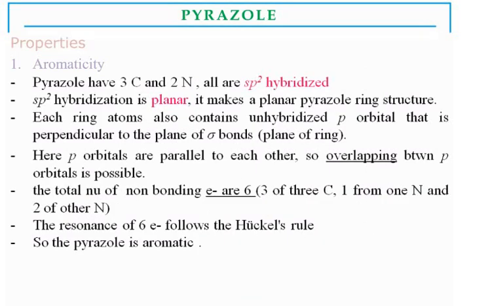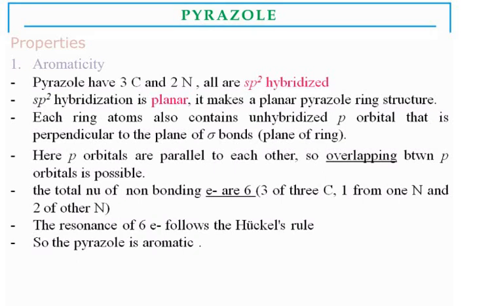Now properties of pyrazole. First, we have learned about aromaticity. Is pyrazole aromatic or not? It will be clear from this point. Pyrazole has 3 carbons and 2 nitrogens. All are sp2 hybridized. You know, my friend, sp2 hybridization is planar. It makes a planar pyrazole ring structure.